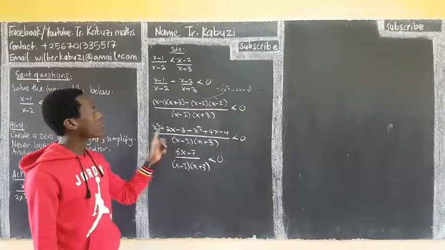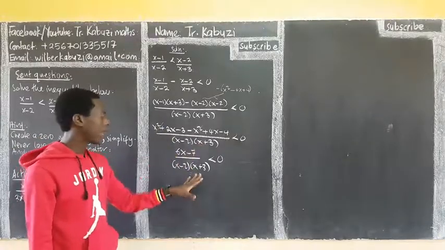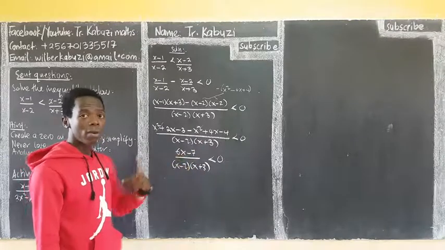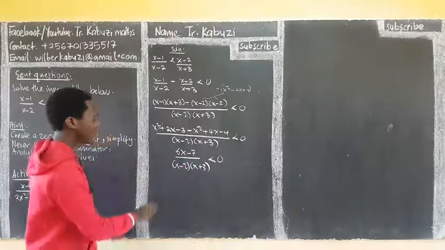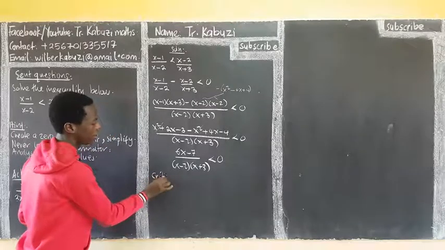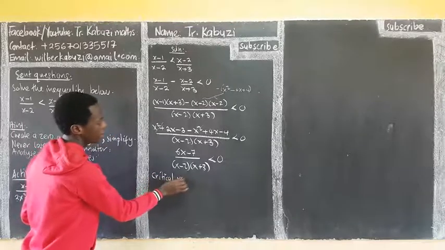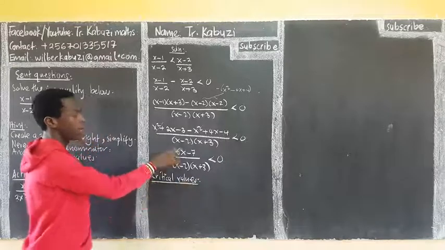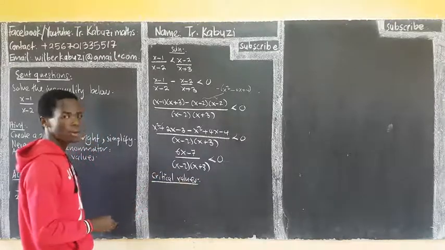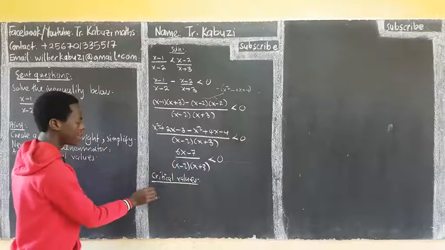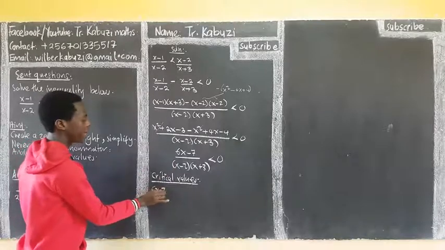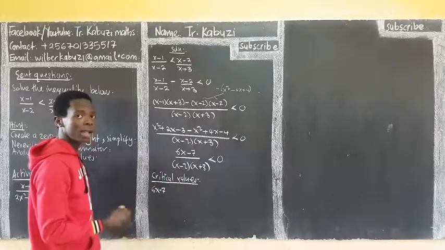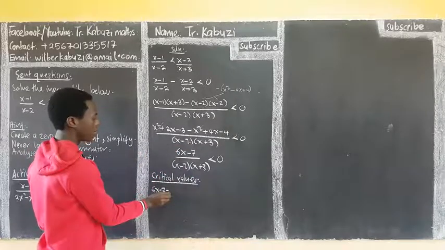So in most cases, we just simplify the numerator and leave the denominator like this. So at this step, we get what we call the critical values. So now my critical values. We say to get the critical values, we equate the numerator and denominator to 0. So our numerator here is 6x minus 7. If there are 2 brackets up, we also equate those 2 brackets to 0.